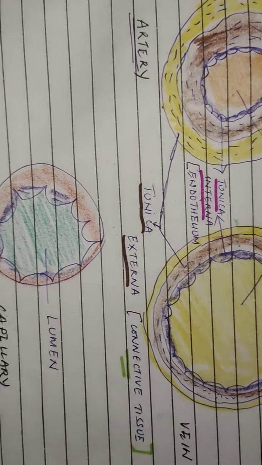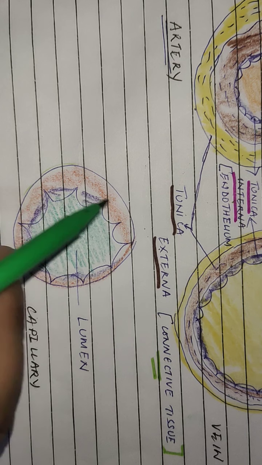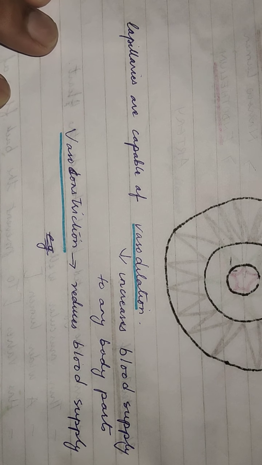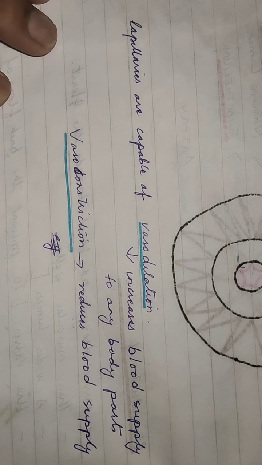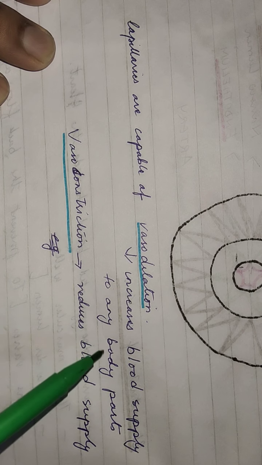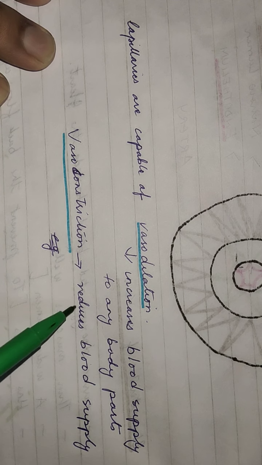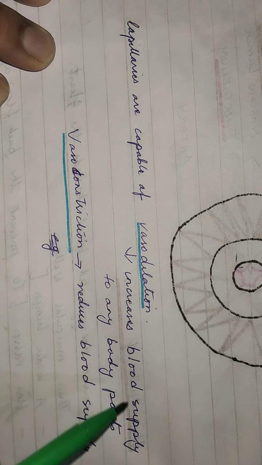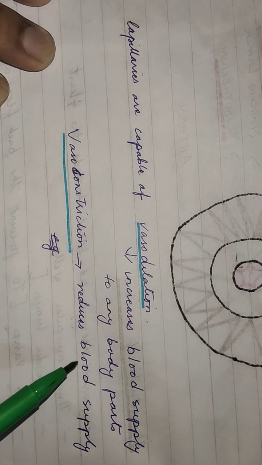All right. Next, now in case of capillaries, you just see a section. All right, lumen is also there. Very important in case of capillaries, we have vasodilation and vasoconstriction. Let us understand. Vasodilation means increases blood supply to any body parts. So vasoconstriction means reduces blood supply. Vasodilation means increases blood supply to any body parts, and vasoconstriction means reduces blood supply.